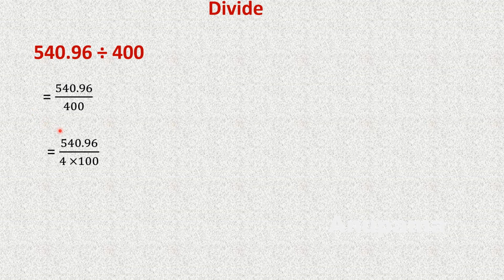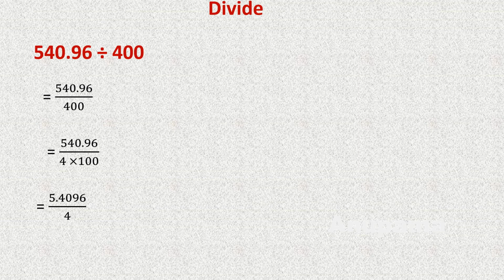What we will do is place the decimal according to this denominator 100 first. So here the decimal is after 2 decimal places. Because of this 100 in the denominator, the decimal will shift 2 places towards the left. It means the decimal will be here now: 5.4096 by 4. Now we need to divide 5.4096 by 4.